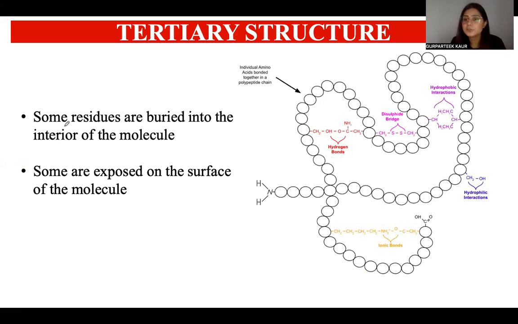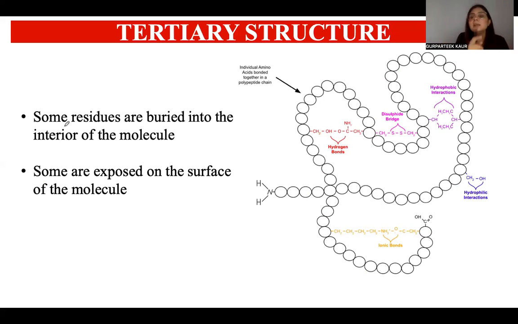And due to the tertiary structure formation, some of the amino acids are buried deep inside the molecule, and some of them will be exposed on the outside. Now, how is this happening? So the hydrophobic amino acids will be towards the interior, whereas the amino acids which have hydrophilic character will be probably on the outside of the structure.